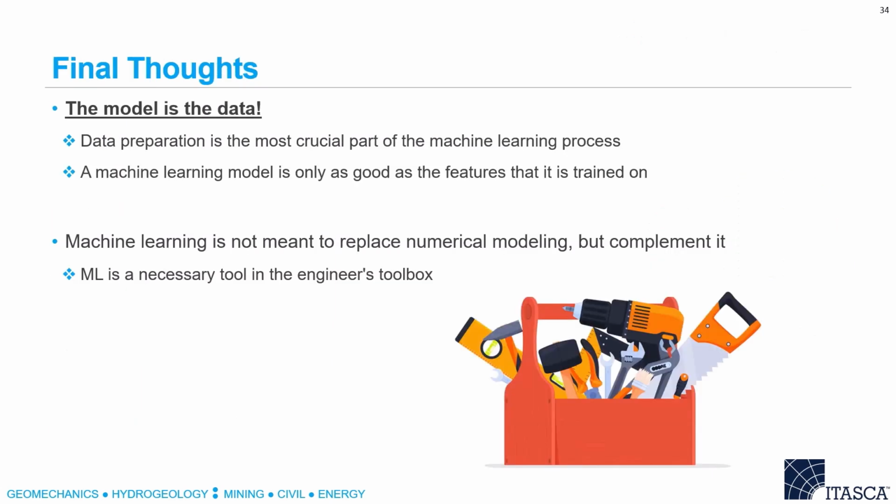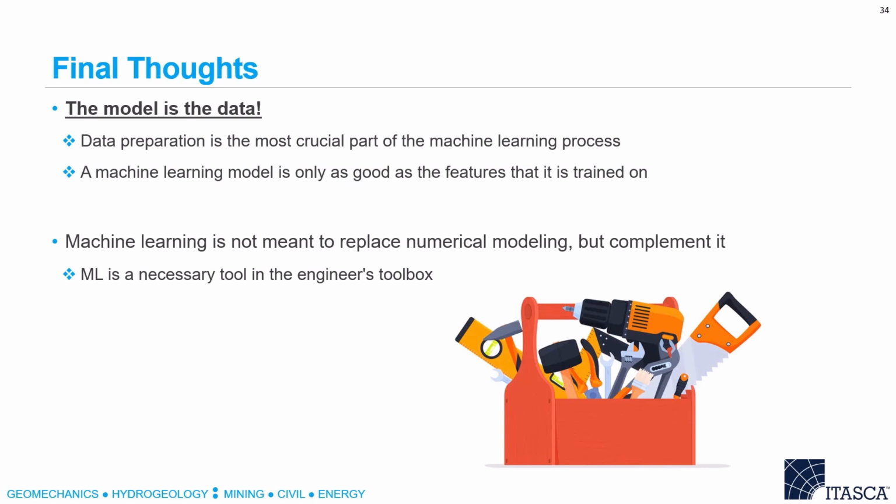And now, some final thoughts to wrap things up. Most importantly, always remember that the model is the data. Data preparation is the most crucial part of the machine learning process. How you choose to represent your data to your model during training will directly affect the resulting model that's built. A machine learning model is only as good as the features that it is trained on. A commonly said phrase in computer science that certainly applies here is garbage in, garbage out.